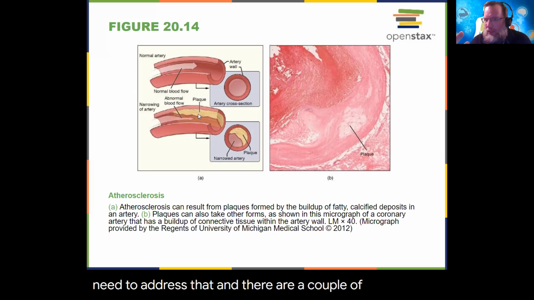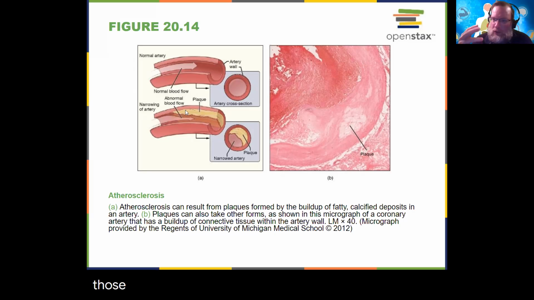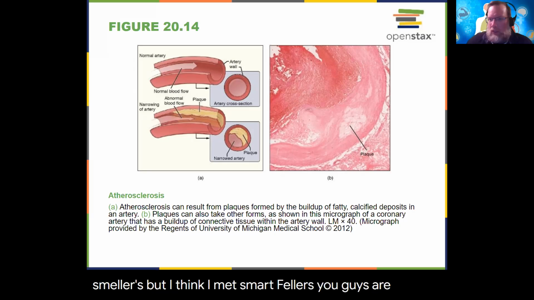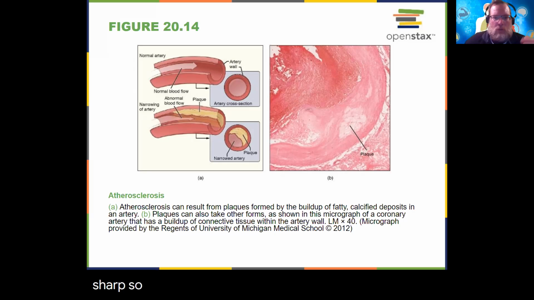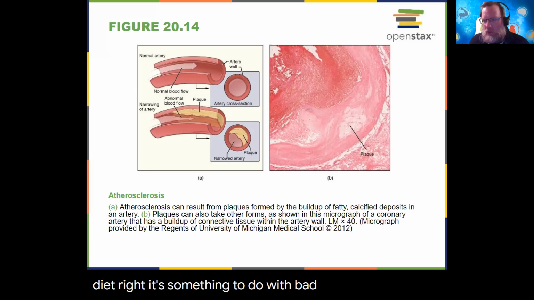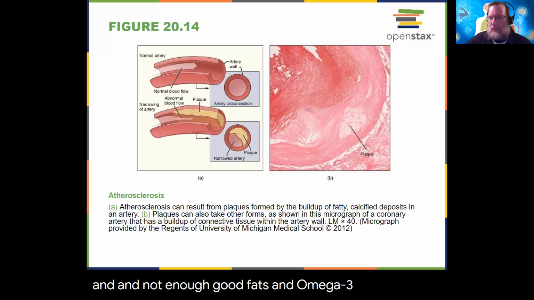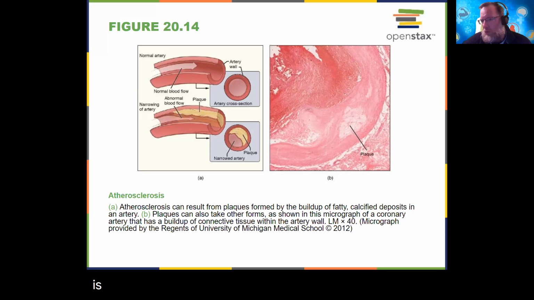And there are a couple of ways in which we can address plaque buildup. Before I get into those, understand why this plaque might be there. I think it's pretty evident to most of you, you guys are really sharp, that plaque buildup is probably due to diet. It's something to do with bad cholesterol, bad fats, and not enough good fats and omega 3s. That is very true.